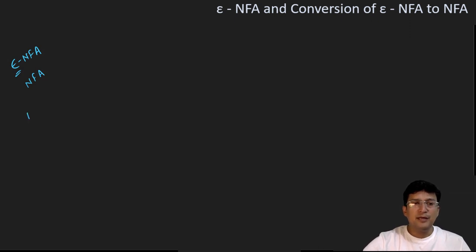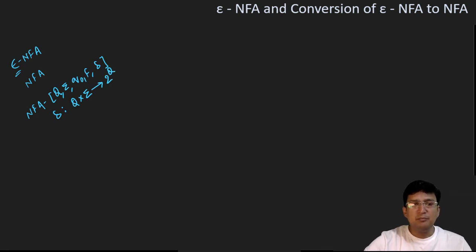If you remember, we already have discussed the NFA, and in the NFA, we have seen that it is a five tuple: set of states, set of input symbols, start state, set of final states, and the transition function delta. So how was the transition function defined in the NFA? It was defined as Q cross sigma that maps to one of the states in 2^Q.